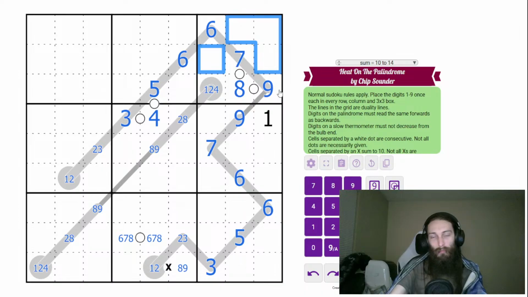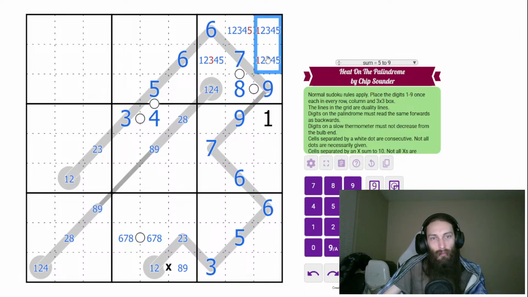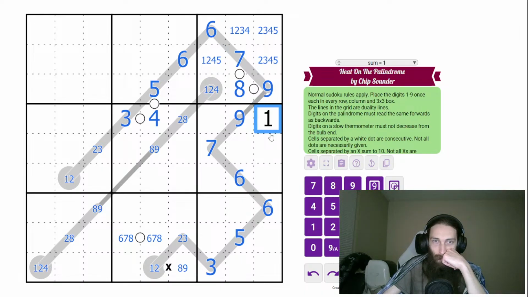Six, 7, 8, 9. So 1 through 5. Neither of these is a 1. This isn't a 5, and this isn't a 3. 4 or 5 is over here. And 2 or 5 is over here. I don't know if that's helpful quite yet.